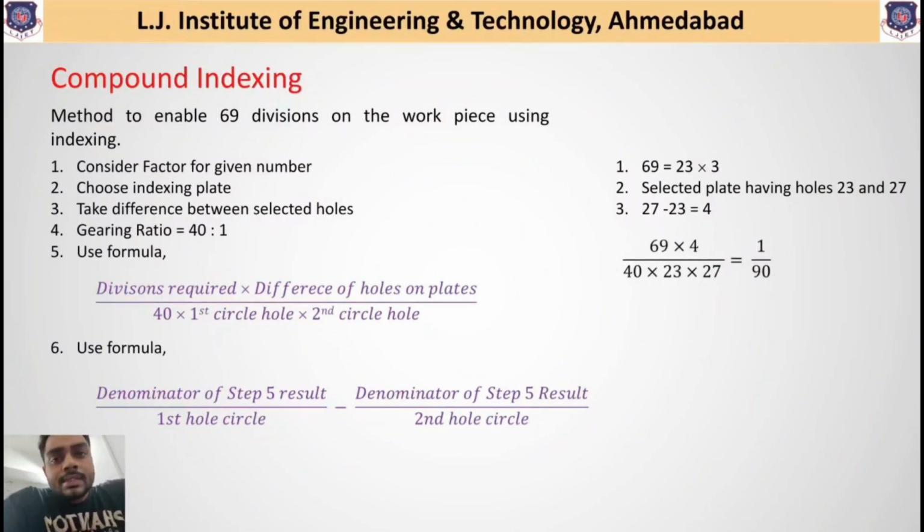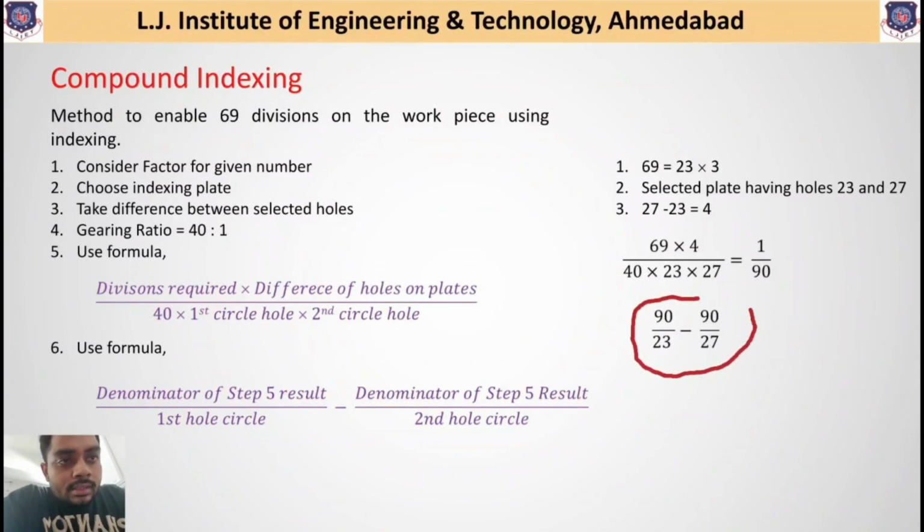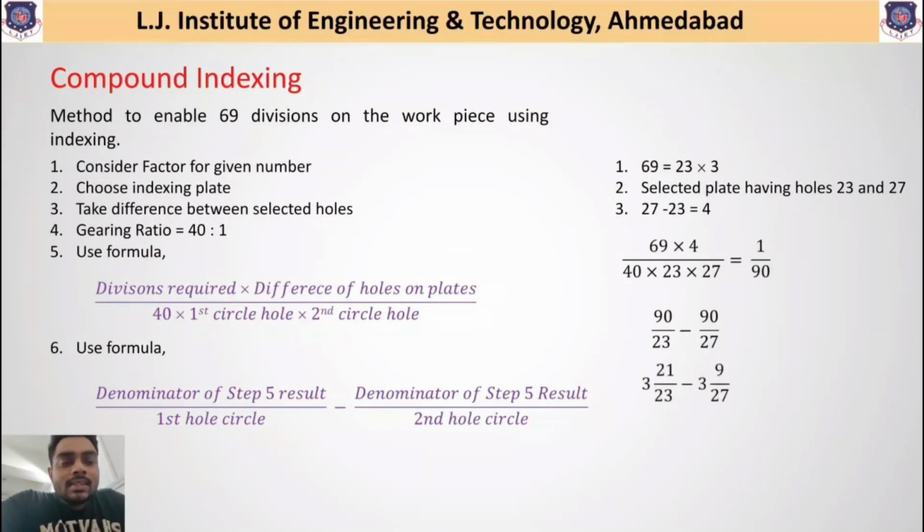So our next step is, just write the given values. So first 90 divided by first hole circle, that is 23, minus again 90 divided by second hole circle, that is 27. Now again solving this particular form, try to write this detail in partial fraction form. So after converting it into partial fraction form, we will get 3 and 21 divided by 23 minus 3 and 9 divided by 27.